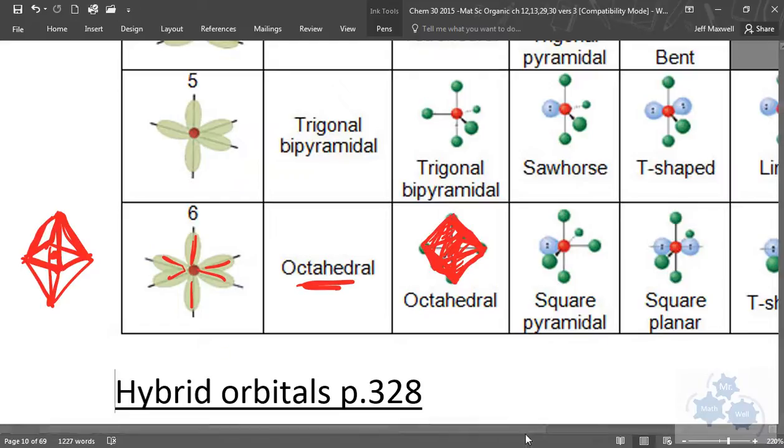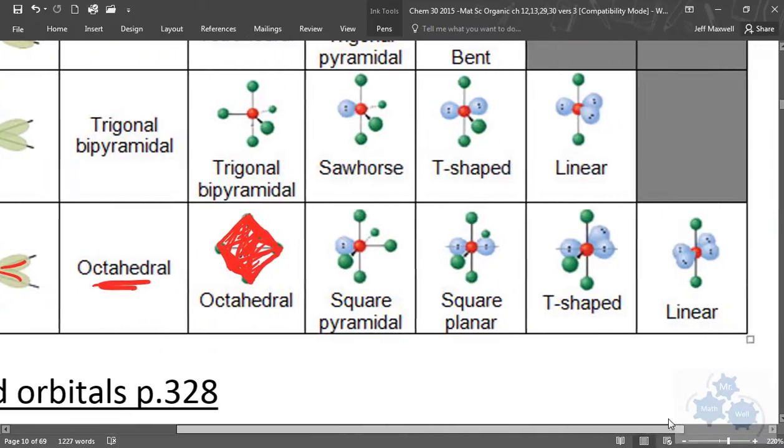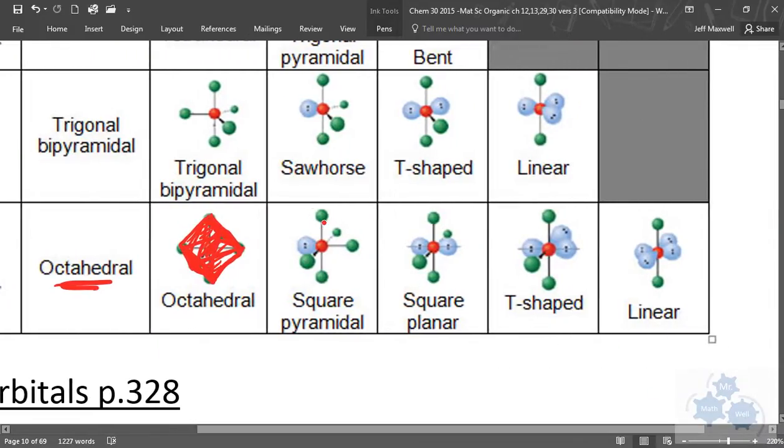So we have octahedral with 1 lone pair. It's a square pyramid, square pyramidal. So you take off one of these atoms, you just take one away, but you have the same geometry. You only have these atoms here, 4 atoms in a plane, and then you have this one extending straight out. And so you have a square pyramid there.